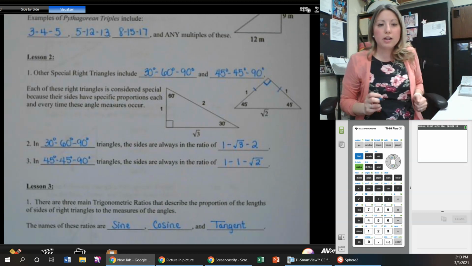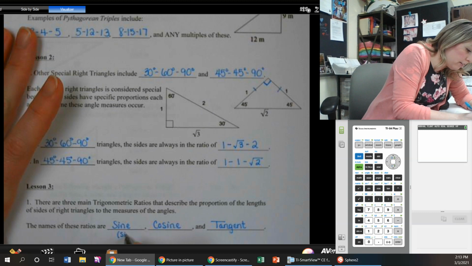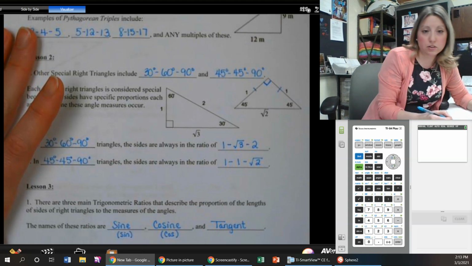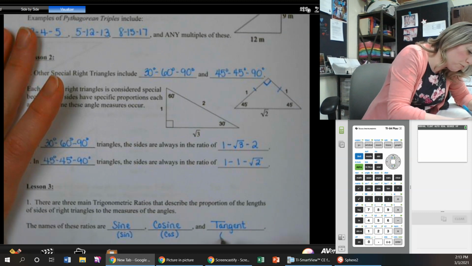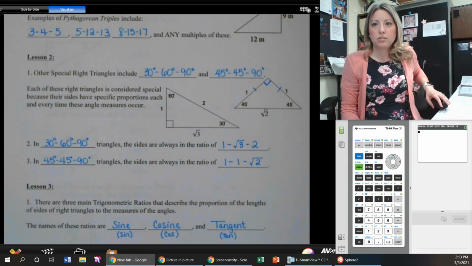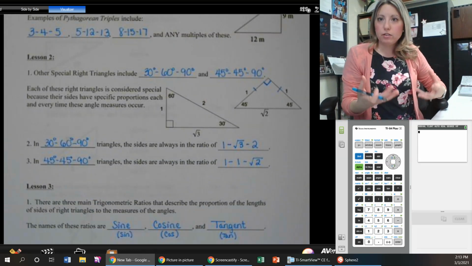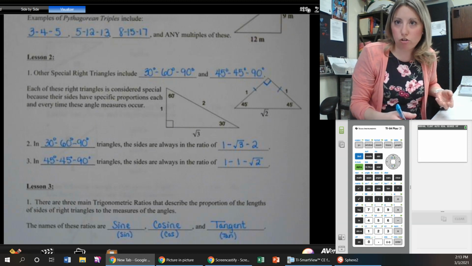Sine, cosine, and tangent. We do abbreviate sine, S-I-N, we still say sine. We do abbreviate cosine, C-O-S, we still say cosine. And we do abbreviate tangent, T-A-N, we still say tangent. Sine, cosine, and tangent are our right triangle trigonometric ratios.